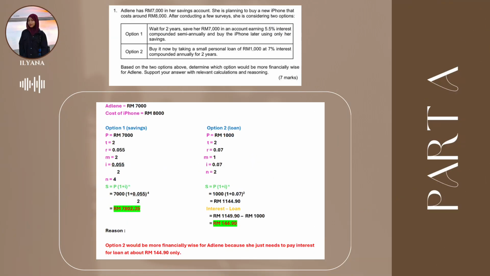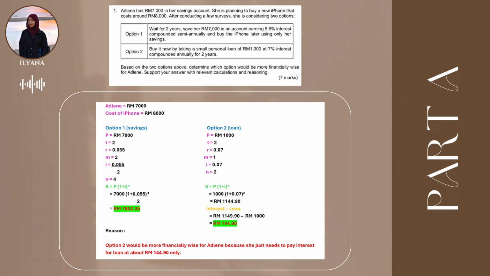For question number 1, we need to identify which option would be the best for Adeline. Option 1 is savings. We need to use the formula S equal to P open bracket 1 plus I close bracket power of N. And we need to fill it with 7,000 open bracket 1 plus 0.055 divided by 2 close bracket power of 4. And we will get an answer 7,802 ringgit 35 cents.